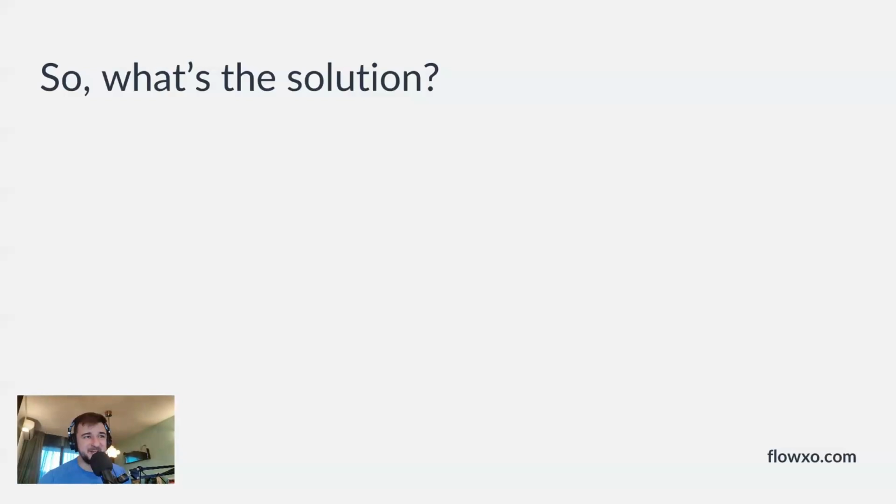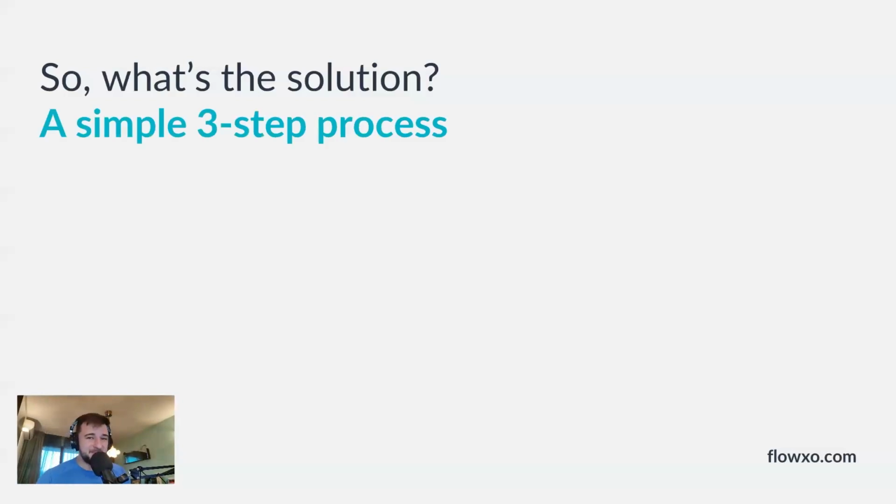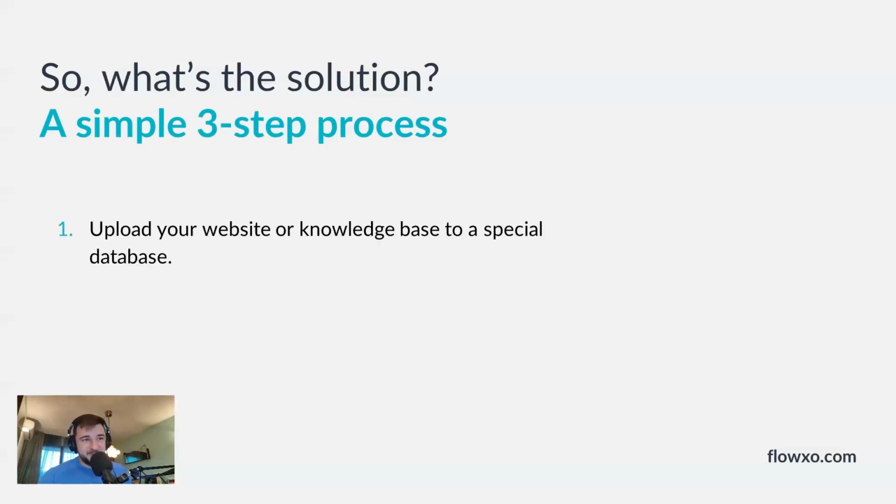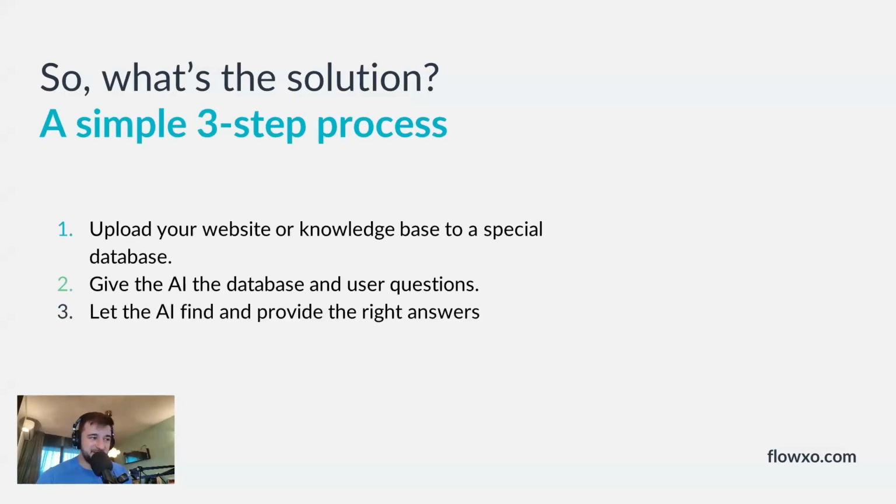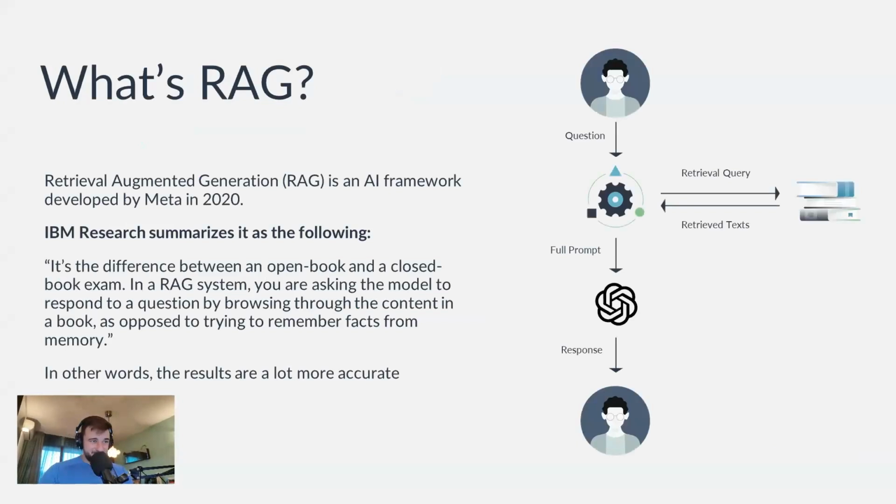It's really a simple 3-step process. First, you upload your website or knowledge base to a special database. Then you give the AI the database and user questions. And finally, you let the AI find and provide the right answers. There's a terminology for that, by the way. It's not random. It's called RAG.